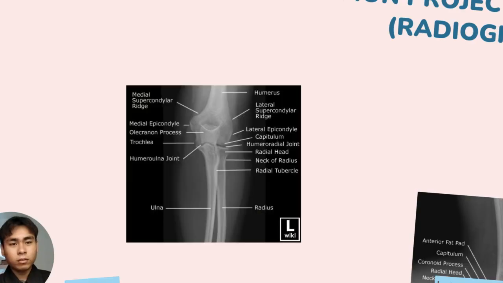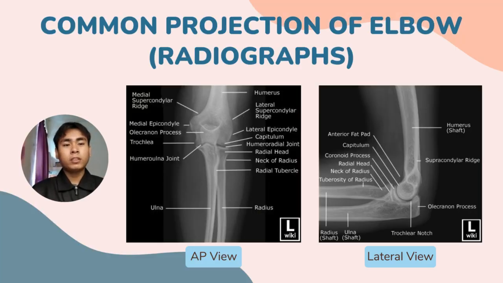Now I'm going to talk about the common projections of the elbow, which are the AP view and the lateral view. For the AP view, one of the criteria is that the medial epicondyle and the lateral epicondyle are located bilaterally to each other and do not superimpose.